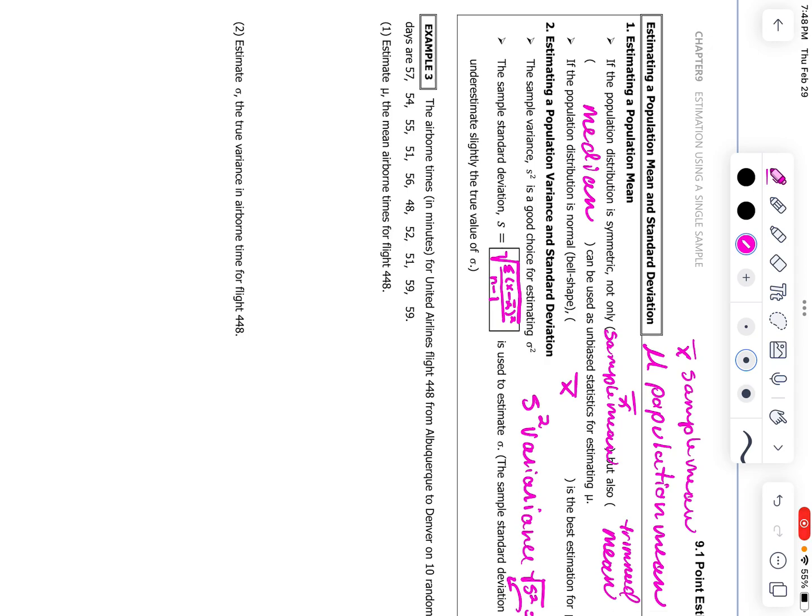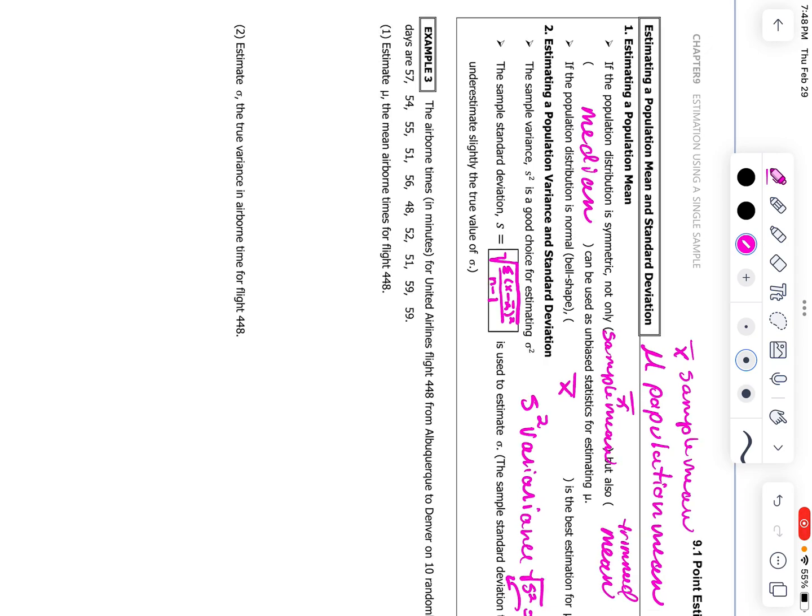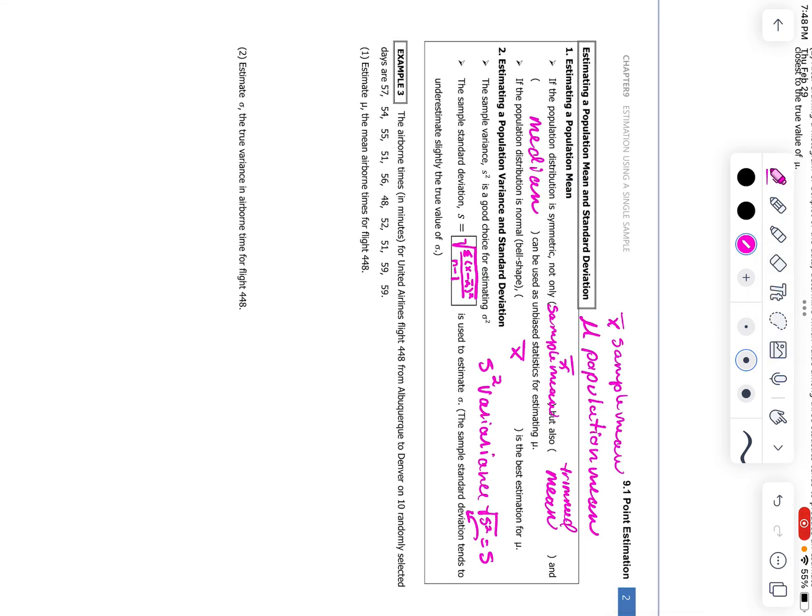The airborne times in minutes for United Airlines Flight 448 from Albuquerque to Denver on 10 randomly selected days are 57, 54, 55, 51, 56, 48, 52, 51, 59, and 59 minutes. So we want to estimate the population, and we're going to use that by looking at the sample mean for flight 448.